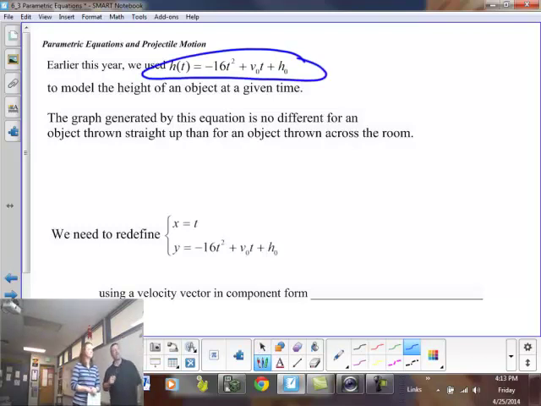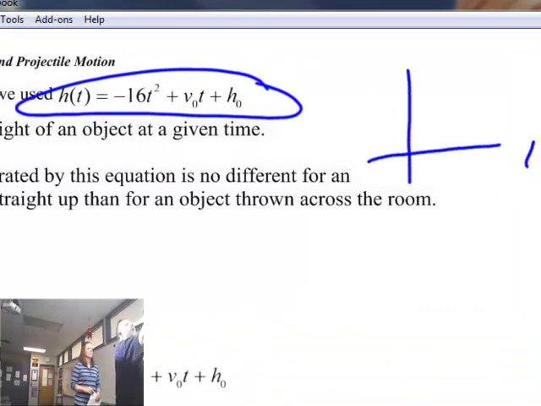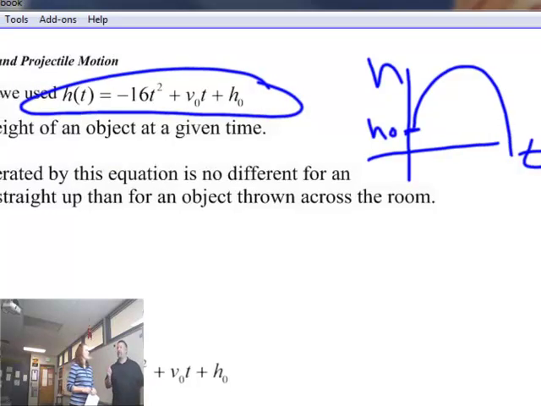We modeled the height of the function in terms of time with negative 16t squared plus initial velocity times time plus initial height. But when we graphed that, we graphed time versus height, and it always gave us a parabola, and we started here at h naught, and we basically had an upside-down parabola. Right, of course, because it was t squared, which is quadratic. And the point we're trying to make here is that this picture didn't look any different, though, if somebody threw the ball straight up or if somebody threw a ball across the room.